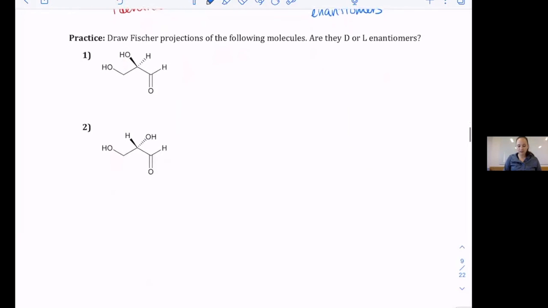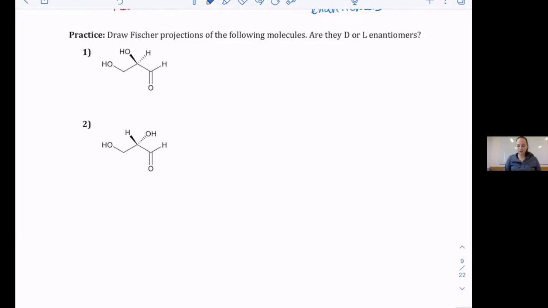Okay, and then our last one is draw Fischer projections of the following molecules. Are they D or L enantiomers? So I'm going to take this carbon chain here. Let's go ahead and number 1, 2, 3. I'm going to start with my numbering as high up towards the carbonyl as I can. So in both of these cases, we have aldehydes. So because I want the carbon chain to go back, I'm going to pick that up and turn it the other way. So the carbonyl is kind of going back to do my Fischer projection.